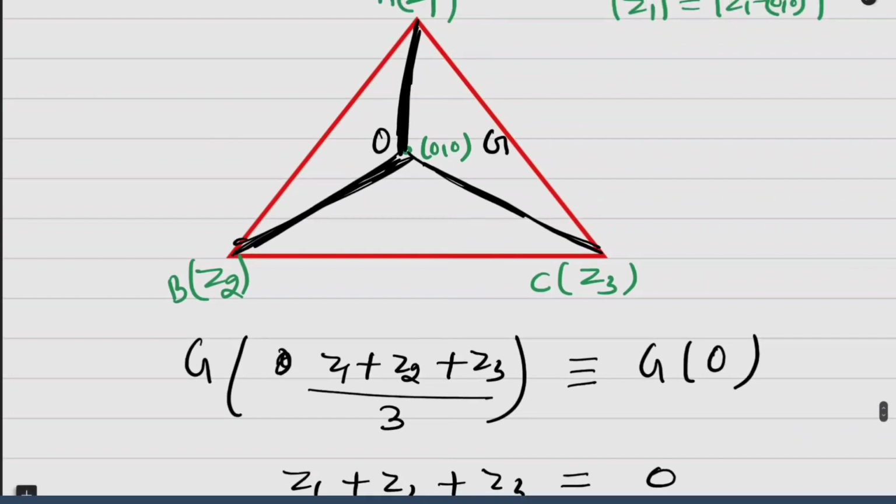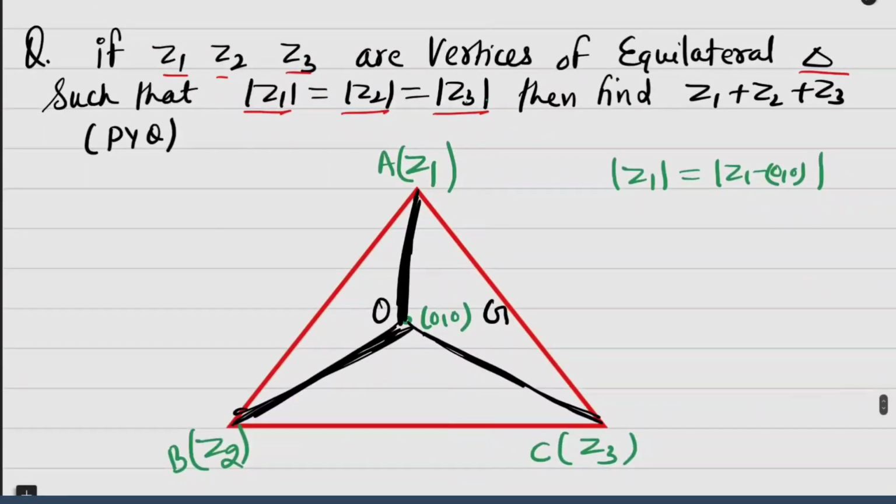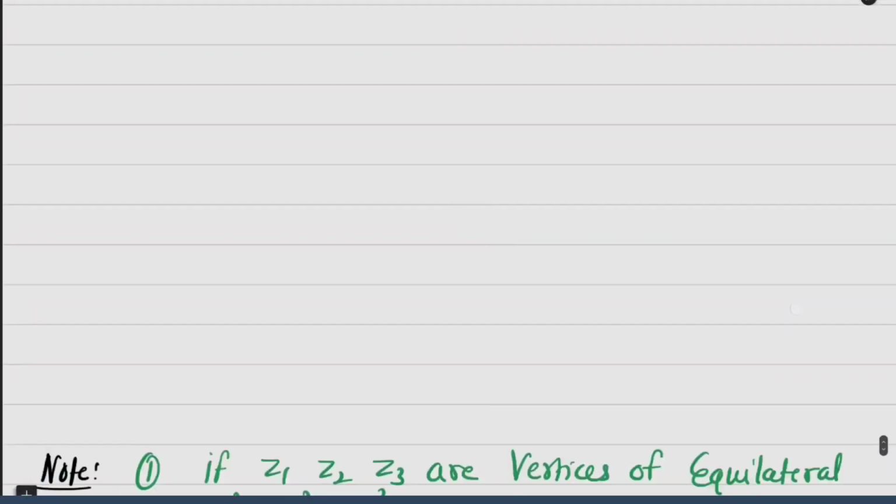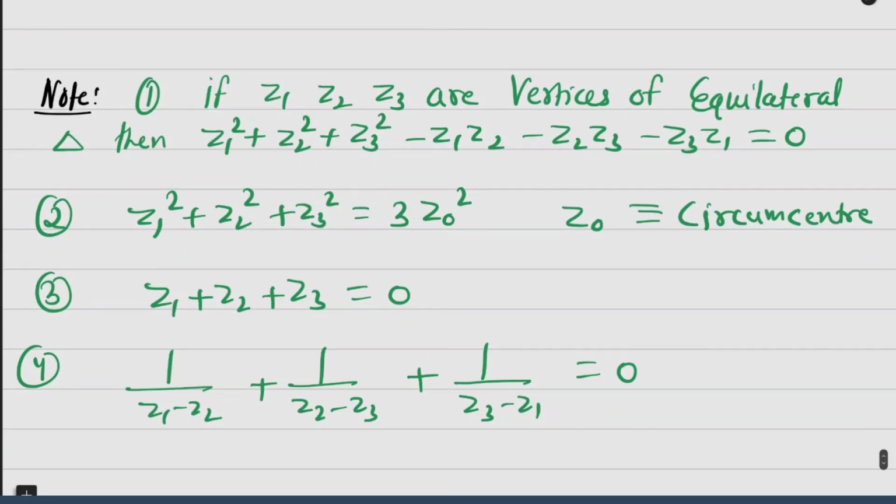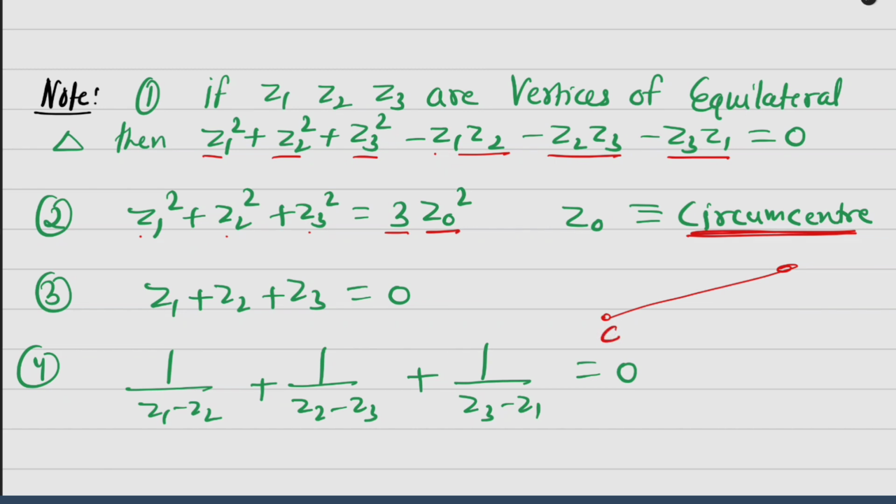And you can learn this as a property also. If z1, z2, z3 are vertices of an equilateral triangle, and the moduli of z1, z2, z3 are equal, then z1 plus z2 plus z3 comes out to be 0. There are four properties you can learn. If z1, z2, z3 are vertices of an equilateral triangle, then z1 squared plus z2 squared plus z3 squared minus z1z2 minus z2z3 minus z3z1 is 0. Another one is z1 squared plus z2 squared plus z3 squared equals 3 times z0 squared, where z0 is the circumcenter. You know the circumcenter.